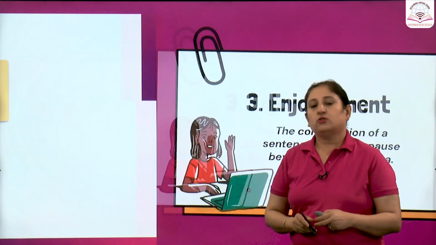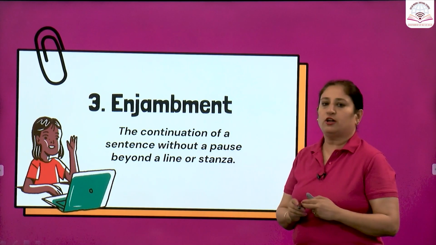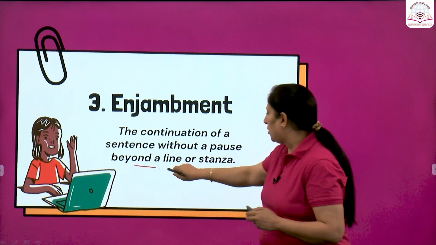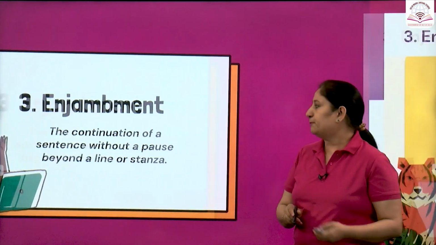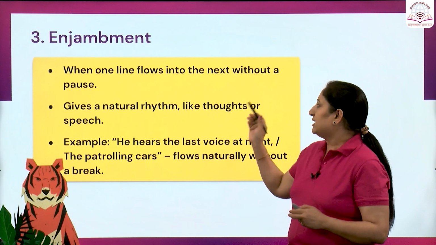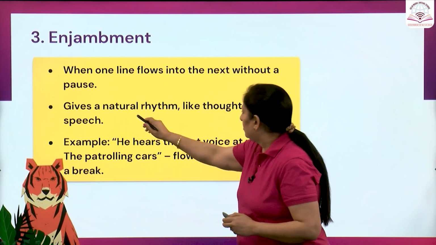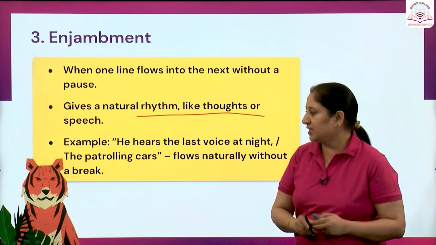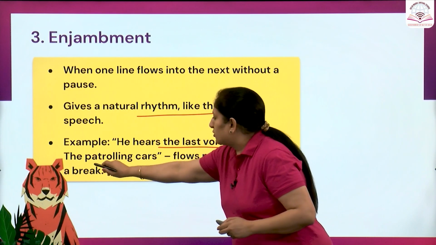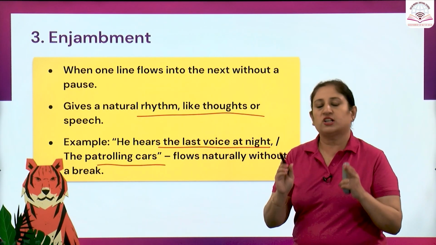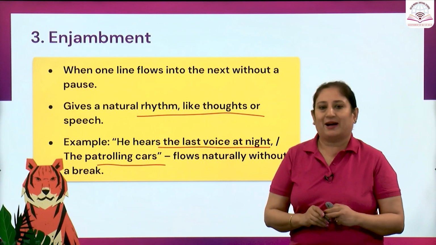Now let's talk about another poetic device, that is enjambment. The continuation of a sentence without a pause beyond a line or stanza is enjambment. In the poem, how is it used? When one line flows into the next line without a pause, it gives a natural rhythm like thoughts or speech. Example, "he hears the last voice at night, the patrolling cars." Here no pause is used, so this enjambment poetic device is used by the poet.